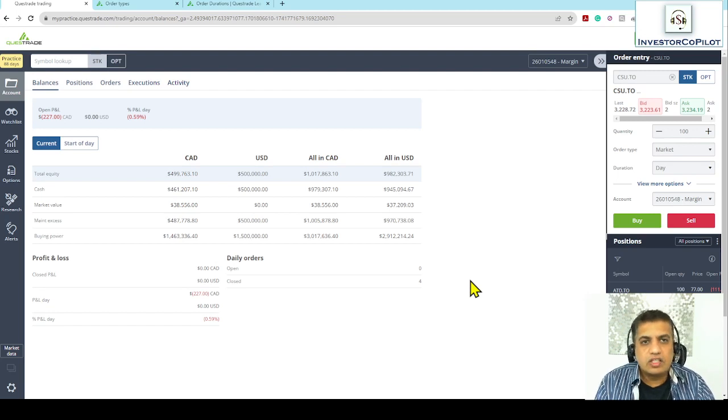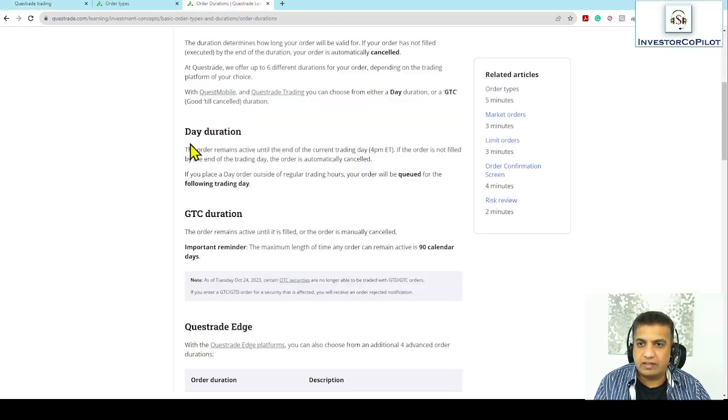Now let's look at the concept of durations on your orders as well, because that is important to control your trade as well. So for duration, you have many selections here. The day duration, what does it mean? Let's look at that. With day duration, the order remains active until the end of the current trading day, which is 4 p.m. Eastern time for TSX. If the order is not filled by the end of the trading day, the order is automatically cancelled. If you place a day order outside of regular trading hours, your order will be queued for the following trading day.